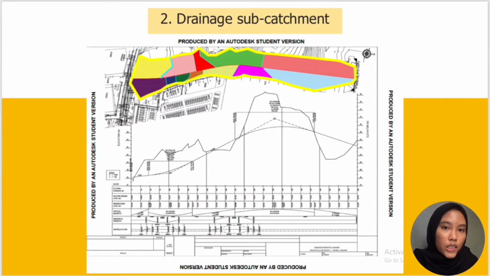Second step is drainage subcatchment. Based on the plan that has been provided, by using AutoCAD, we determine the subcatchment by using the contour given, and the plan provided is divided into two parts, which is right side of the road and left side of the road, or you can call it upstream and downstream. And we made the subcatchment divided into 12 subcatchments, which is 5 subcatchments for upstream and 7 subcatchments for downstream. And we determine the area for each subcatchment.